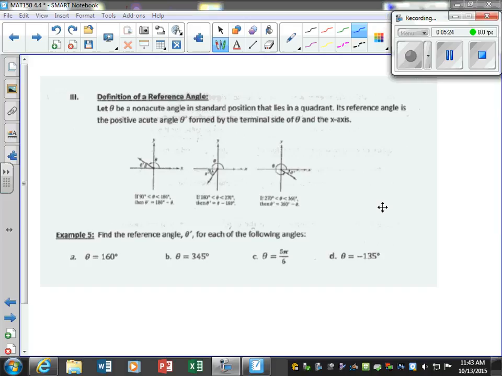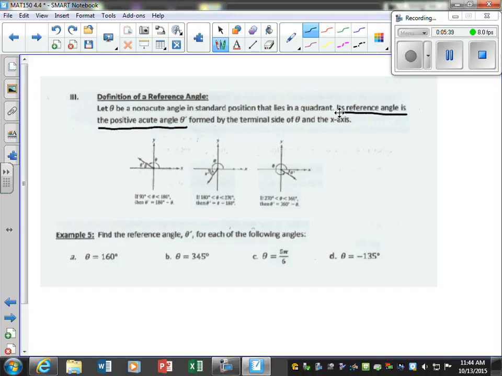Okay, hopefully you have the printout of this, so it's printed out. And if not, pause it so you can write this down. But the definition of a reference angle. So now we're going to be practicing with a reference angle. The reference angle is the positive acute angle, acute meaning less than 90, formed by the terminal side, which is where the angle ends, and the x-axis. So basically our mindset is an angle less than 90 degrees closest to the x-axis.